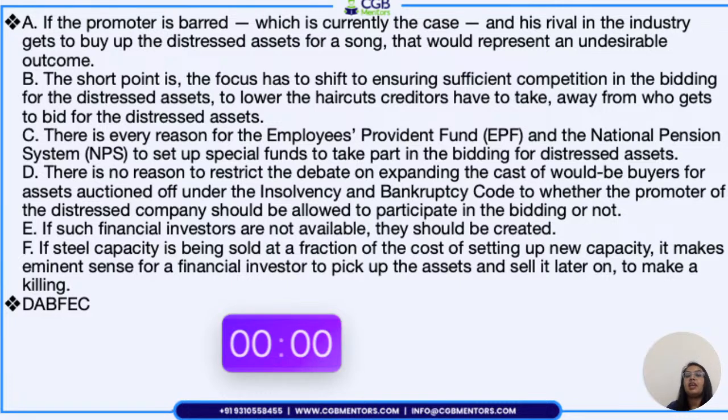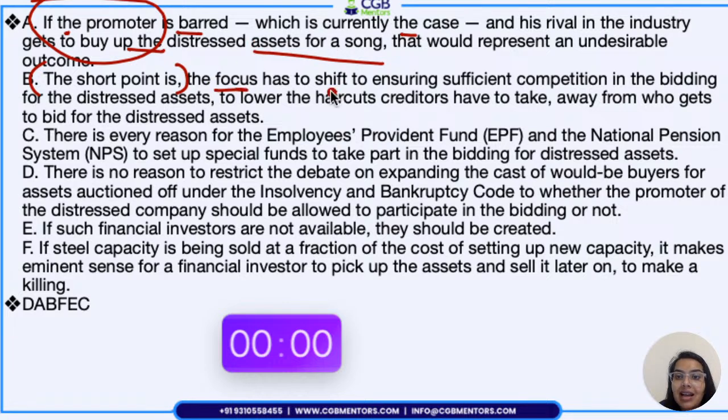This one is DABFE. If the promoter is barred, which is currently the case, and his rival in the industry gets to buy up the distressed assets for a song, that would represent an undesirable outcome. Now, what do we get to see here? That if there is a condition and the promoter, so we still have no idea कि ये promoter कौन है. Hold करो. The short point is that means we have already mentioned a lengthier version.